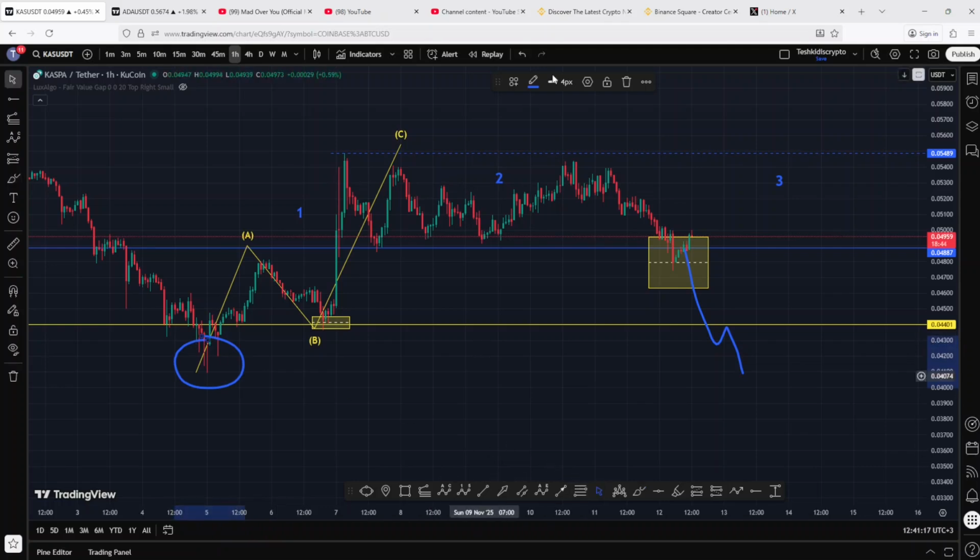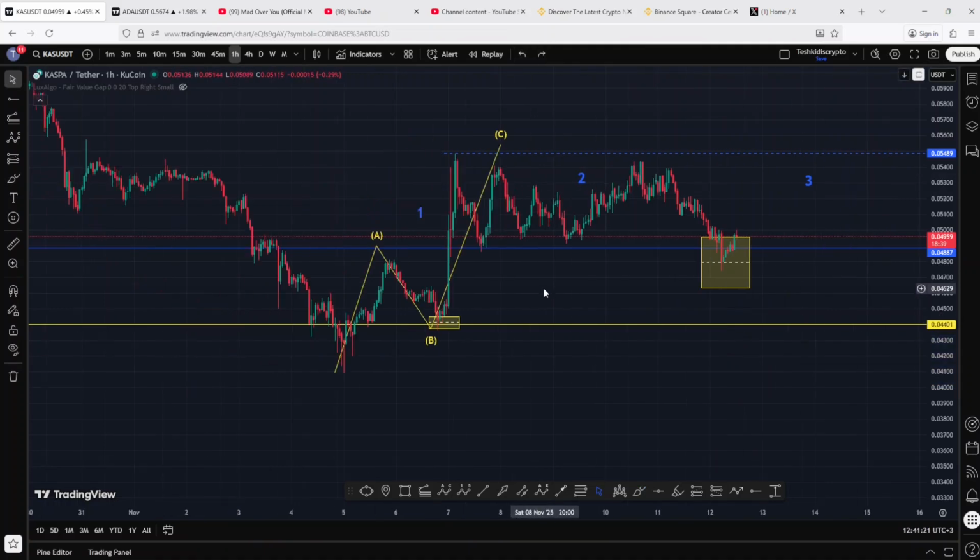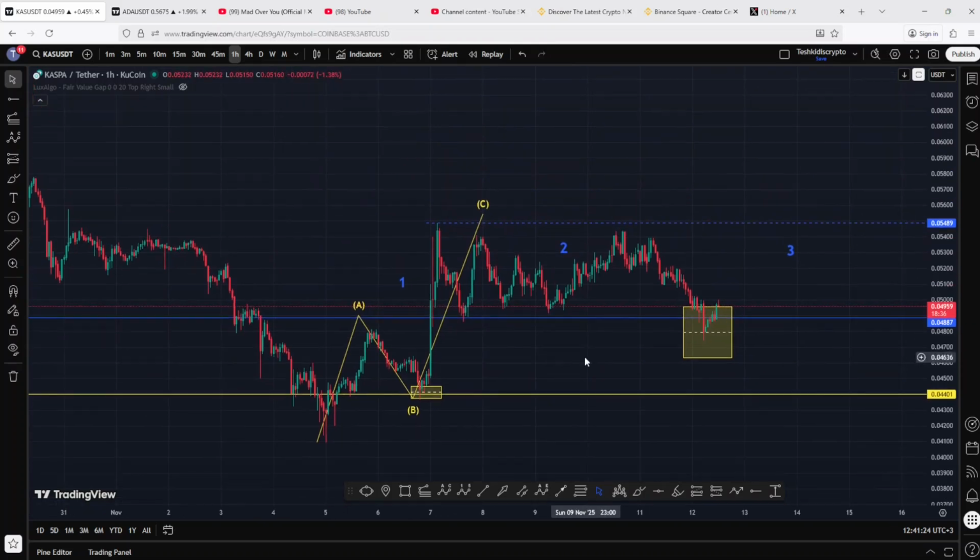So that is the price action that I expect here on the Kaspa chart in the short term. And let us be patient and see how that plays out, and I will ensure you stay up to date.